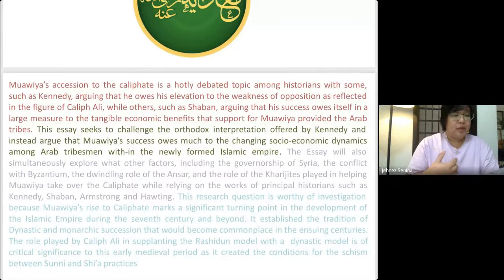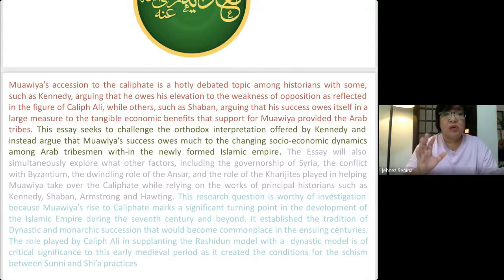Let me continue. Purple portion here. The essay will also simultaneously explore what other factors, including the governorship of Syria, the conflict with Byzantium, the dwindling role of the Ansar, and the role of the Kharijites, I'm sorry if I'm not pronouncing it right, played in helping Muawiyah take over the caliphate, while relying on the works of principal historians such as Kennedy, Shaban, Armstrong, and Hotting. So this part was talking about how the research question will be answered. What are the different ways that you will approach the research question? Which authors are you looking at?